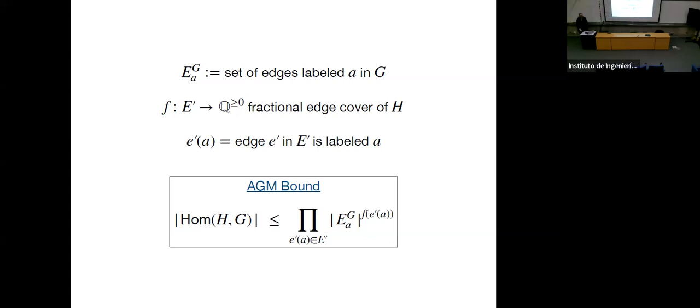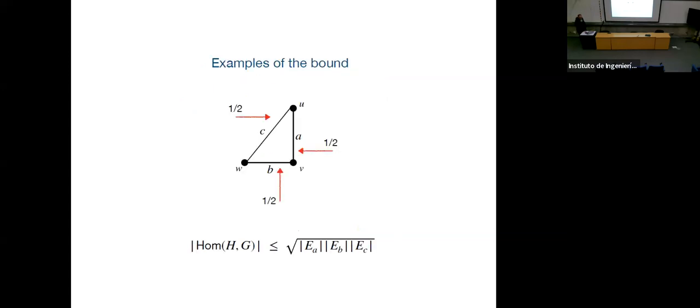But the application is beautiful, no? So, for instance, take this fractional edge cover of this triangle with A, B, and C. What is a bound on the number of homomorphisms from H to G? In this case, it's the number of edges labeled A times the number of edges labeled B times the number of edges labeled C, squared. H is the triangle.